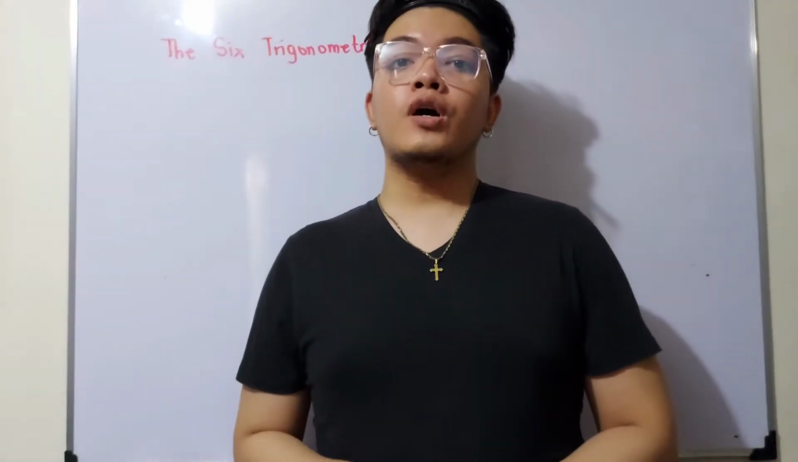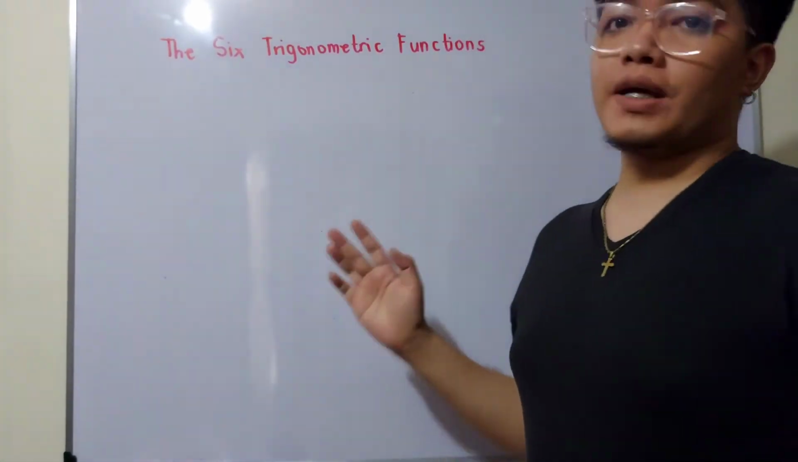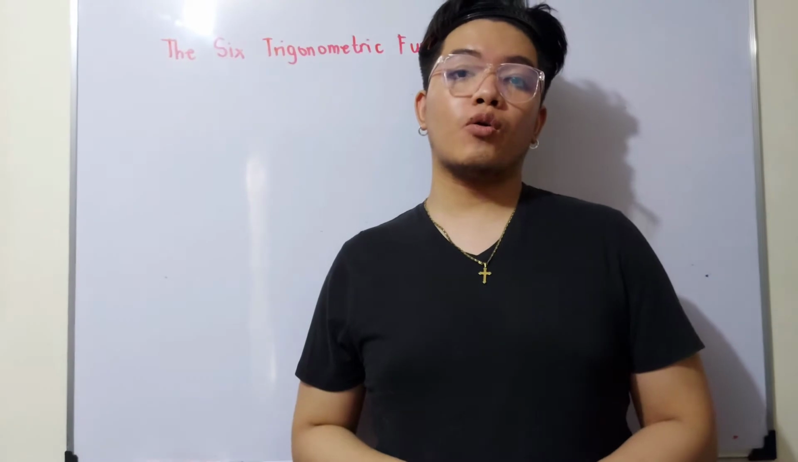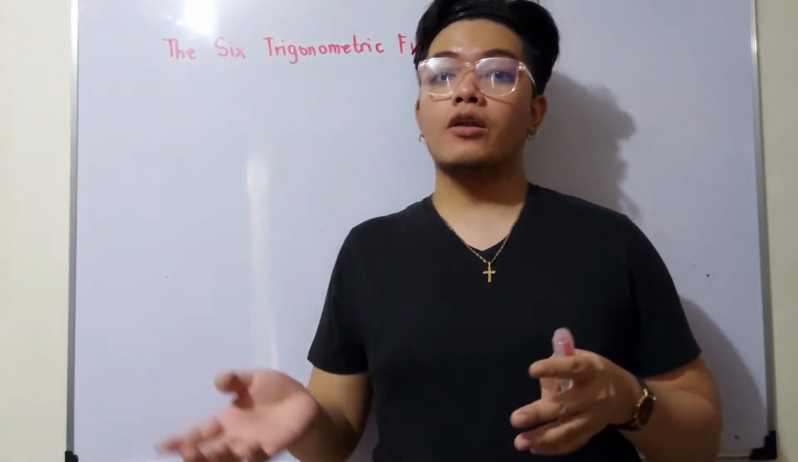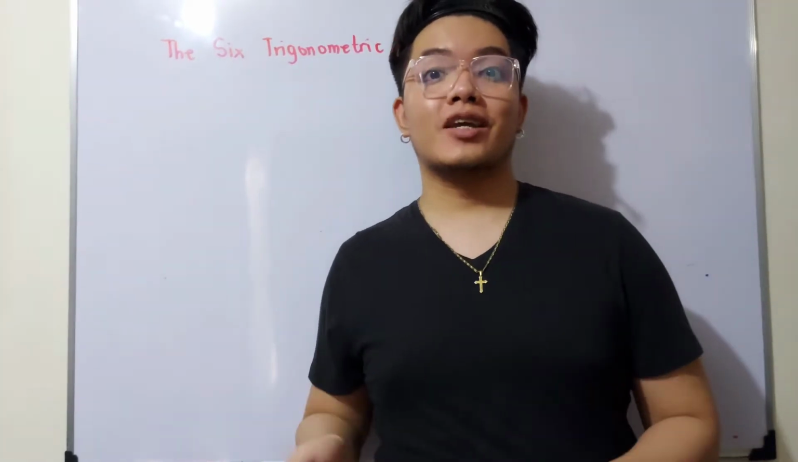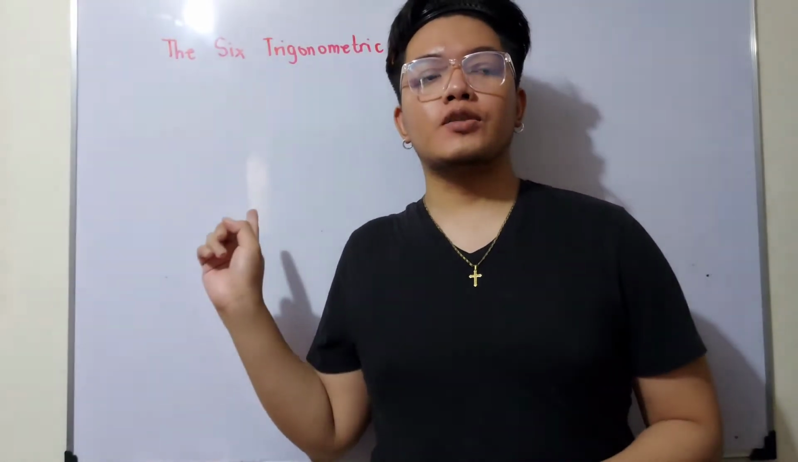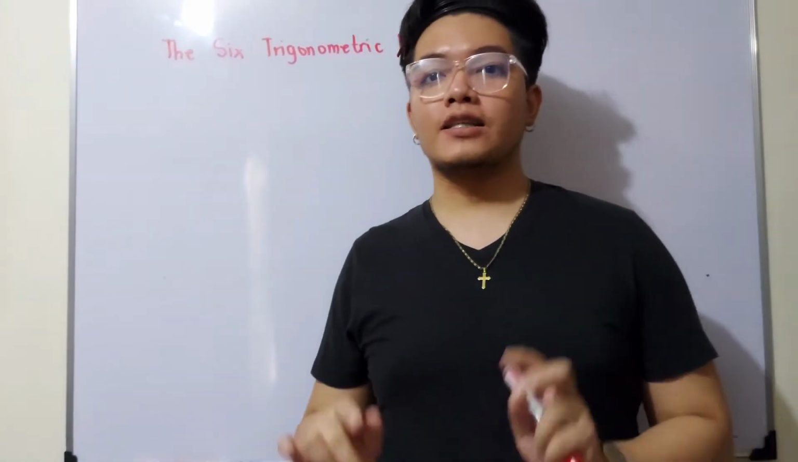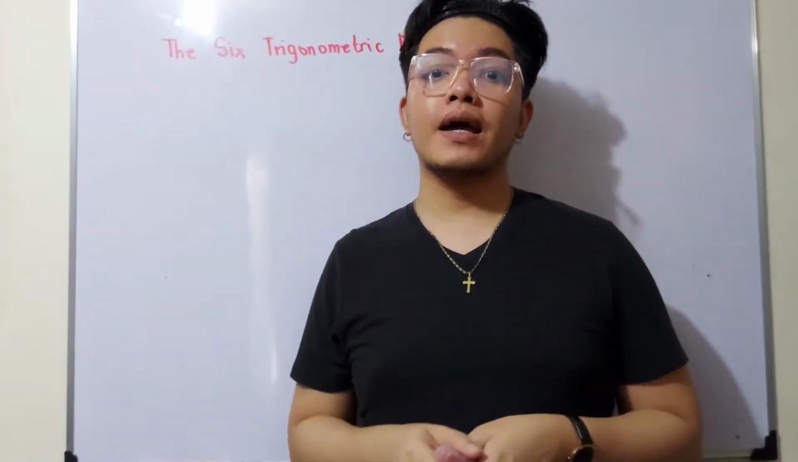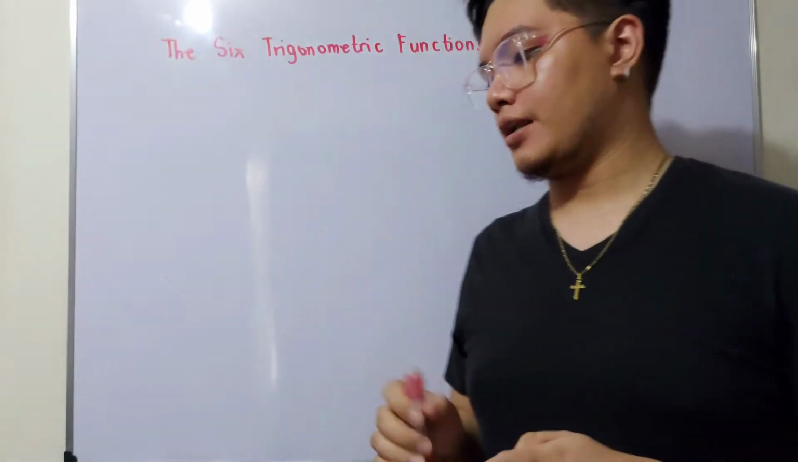Dito na tayo sa part 2. We have the 6 trigonometric functions. So these are also called circular functions and we are going to discuss that in another part, sa unit circle na part. But for this one, ang ating trigonometric functions na 6 ay papakita natin sa right triangle.